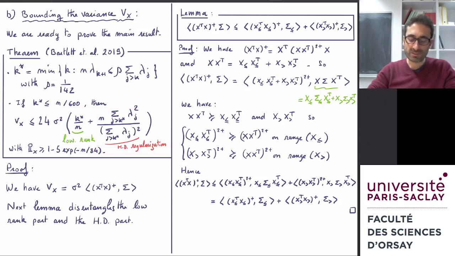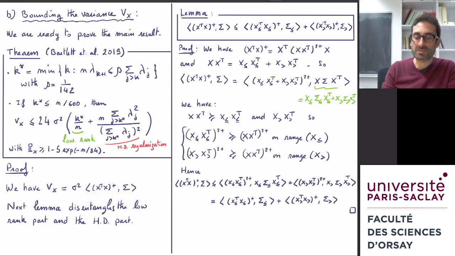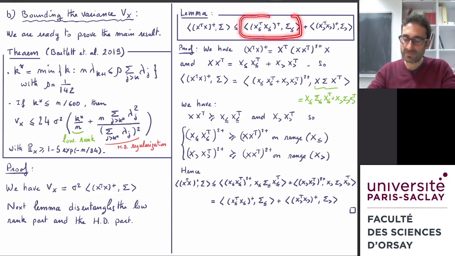First, what we'll do is to prove this upper bound. I remind you that the variance is given by this formula. Sigma 2 is here, so essentially what we need is to understand this Frobenius scalar product. What we want to do is to disentangle the low rank part from the high dimensional part. And this is something that we can do simply thanks to the following lemma. What we will see is that this term can be upper bounded by the same term for the low dimensional part plus the same term for the high dimensional part.